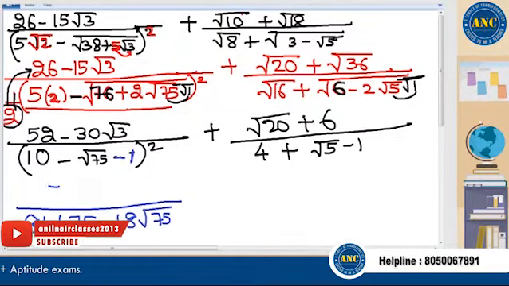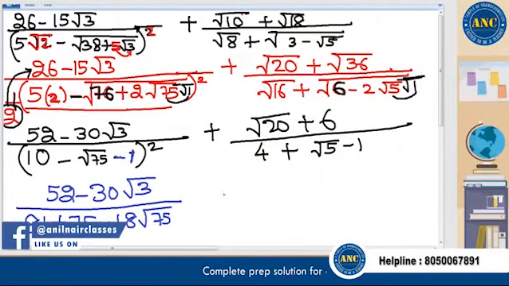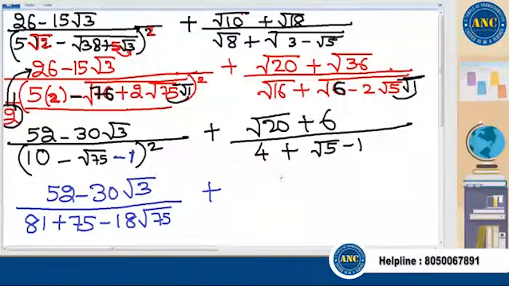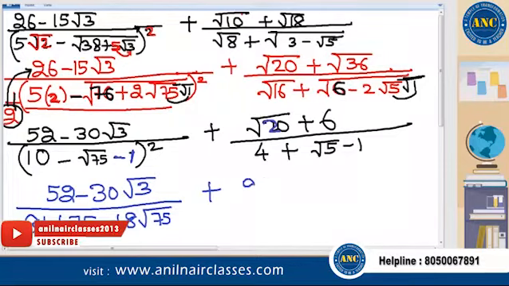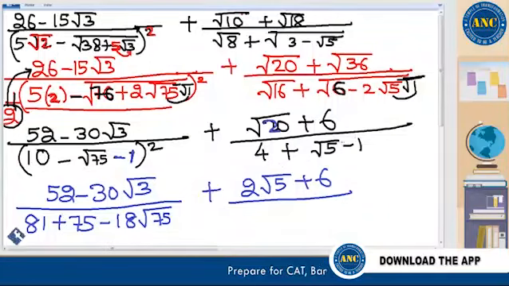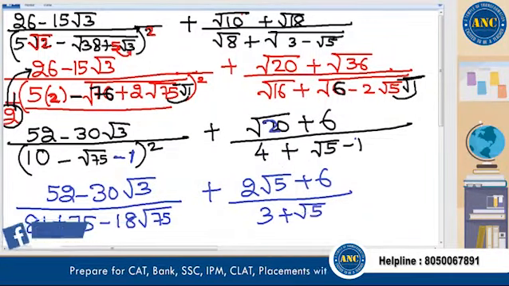So numerator I will write as it is, 52 minus 30 root 3, plus, this is nothing but 4 into 5, which is 2 root 5 plus 6, divided by 4 minus 1 is 3. It is 3 plus root 5.